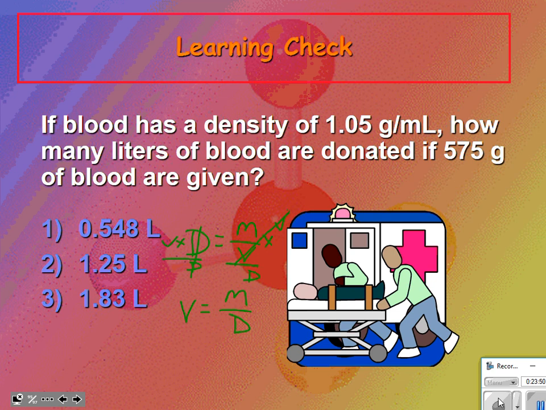When I take my mass and divide by the density, I get 547.619 and so on. That's in milliliters, though. I need to then convert that to liters. Milliliters to liters is jumping 3 spots to the left-hand side. So my correct answer for this would be number 1, 0.548 liters.